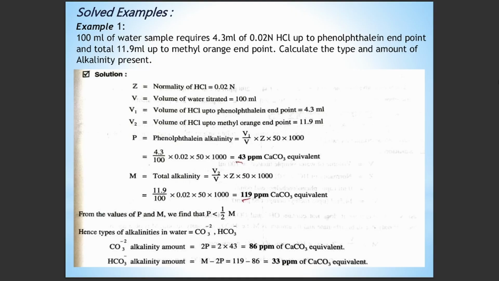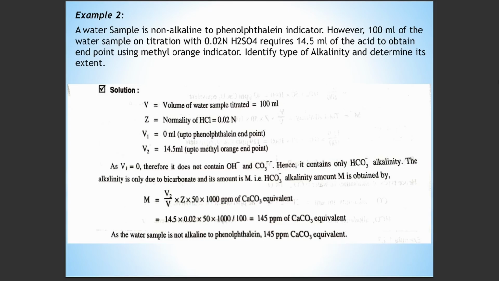The problems are very simple, they are straightforward. You just have to find the values of the volume of water sample, the phenolphthalein alkalinity endpoint, that is V1, the methyl orange endpoint, that is V2, and the concentration of acid, that is Z. If you know these things, you can easily calculate P and M. Let us have the second problem. You try to solve it by taking the reference of the first problem.